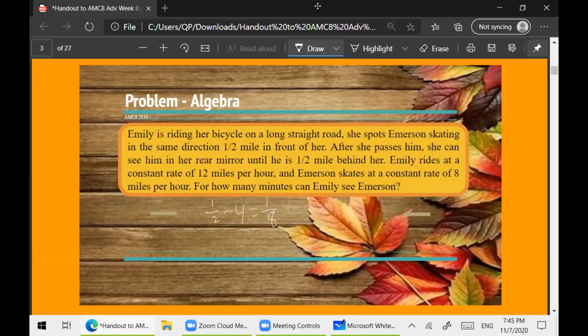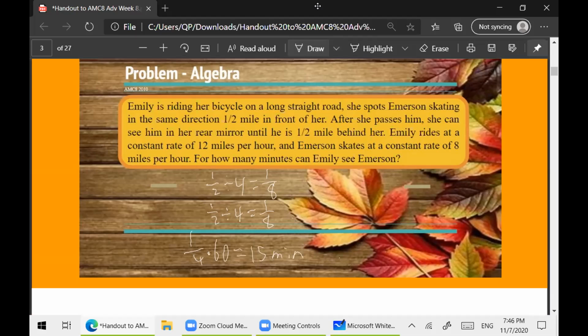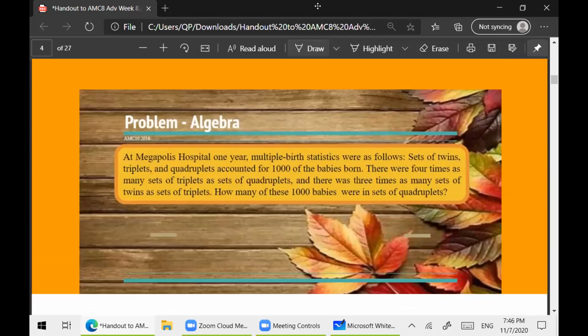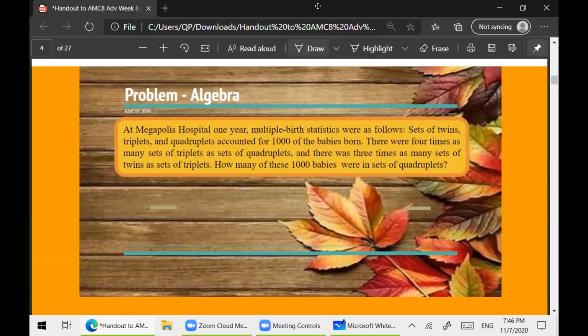And now, similarly, the time until Emerson is 1/2 a mile behind her is also 1/2 divided by 4, which is 1/8. And when you add these up, you get that Emily can see Emerson for a total of 1/4 of an hour, which is also 1/4 times 60 equals 15 minutes. All right. And here's your next problem.